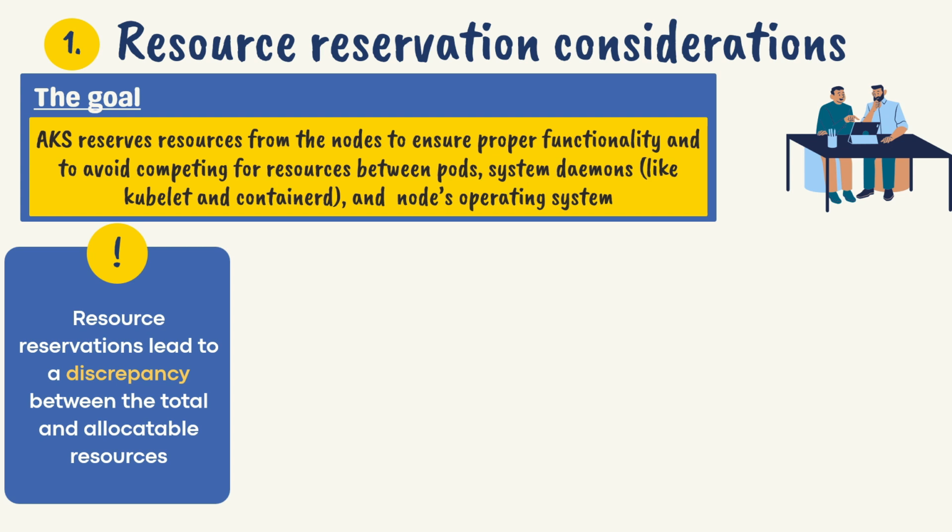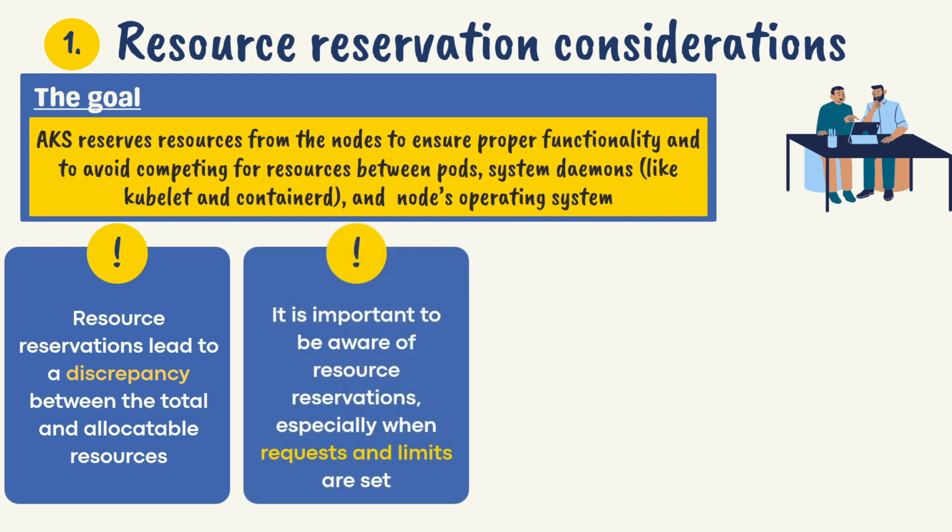We can describe the node to find the node's total capacity and allocatable resources by looking under the capacity and allocatable fields. The compute needs of your application are mostly related to CPU and memory. Before deciding about scaling your AKS cluster or setting limits and requests, we need to understand what AKS resources are needed to ensure the proper functionality of the nodes.